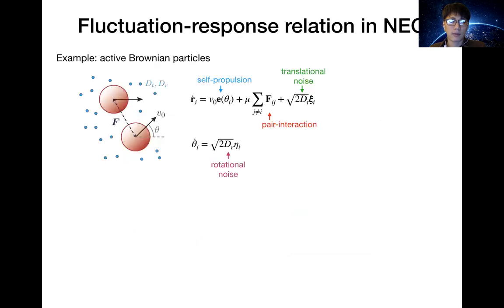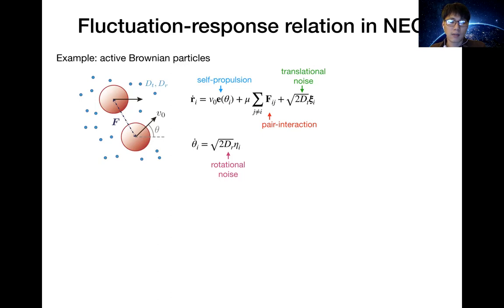As a simple example of a non-equilibrium system, I use a fluid of active Brownian particles. An active Brownian particle consumes energy and propels itself with a speed of v naught in the direction of theta. In this example, we assume a pair interaction between active particles, which is a force F. And two kinds of noises change the position and propulsion direction of a particle randomly.